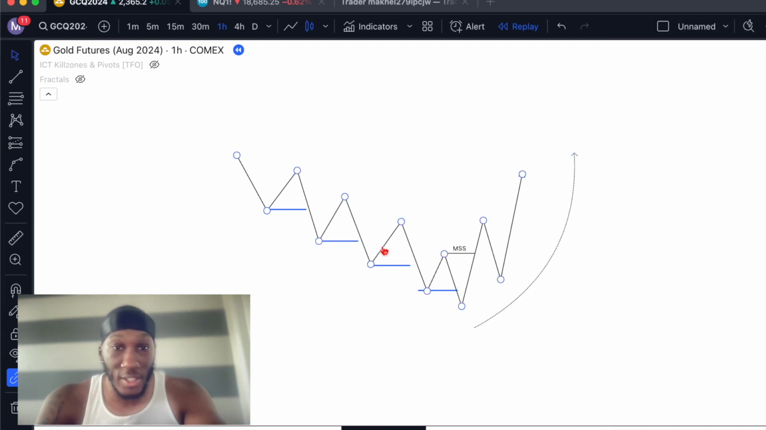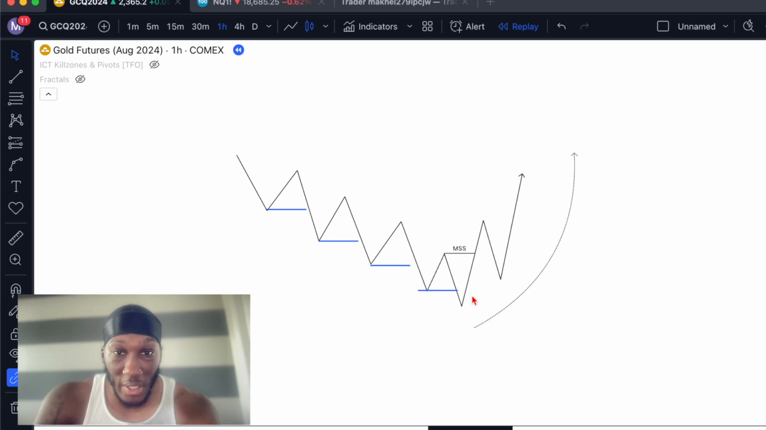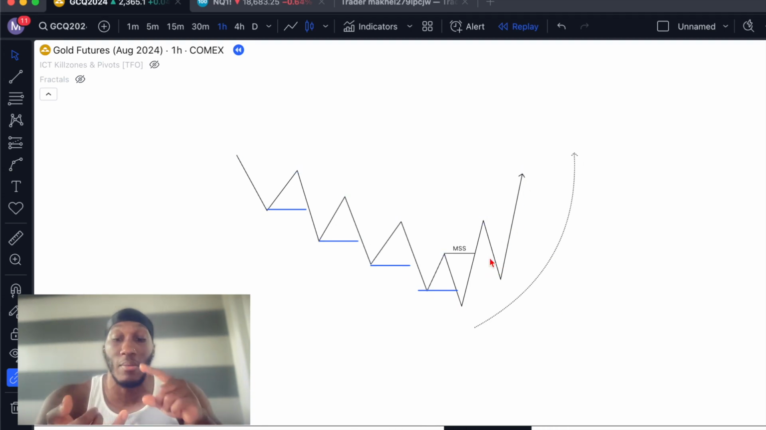So this is just when price is bearish and then it flips to bullish. This happens on all time frames, the daily time frame, the 1 hour time frame, 15-minute, 5-minute, 1 minute. It happens on all time frames. So this model is fractal because of that. It happens on every single time frame.